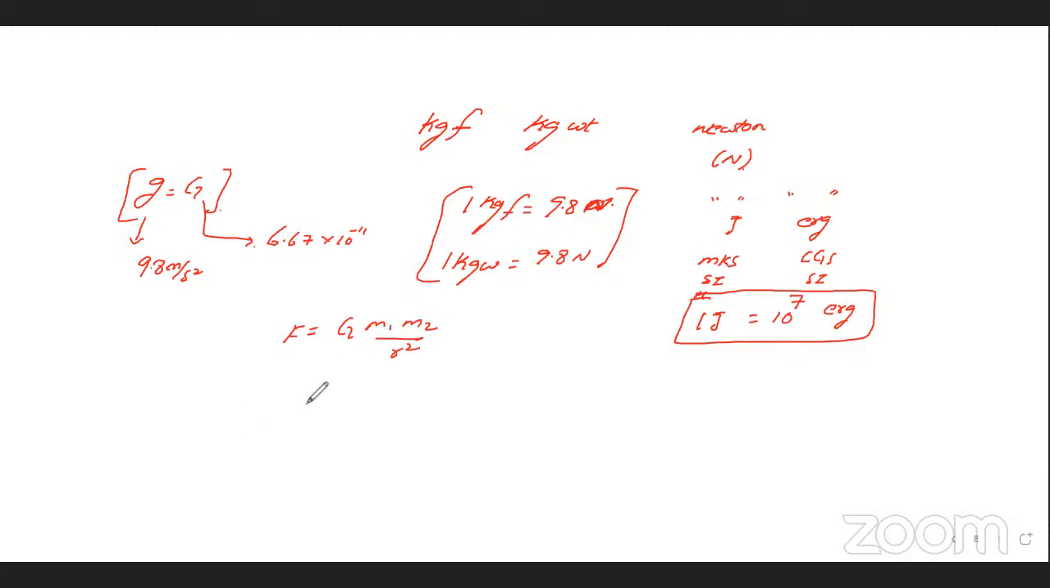So from this, I am going to extract the capital G. Capital G is equal to F into R square divided by M1 and M2. Which is nothing but your Newton meter square per kg square. This is your unit and this is your relation.